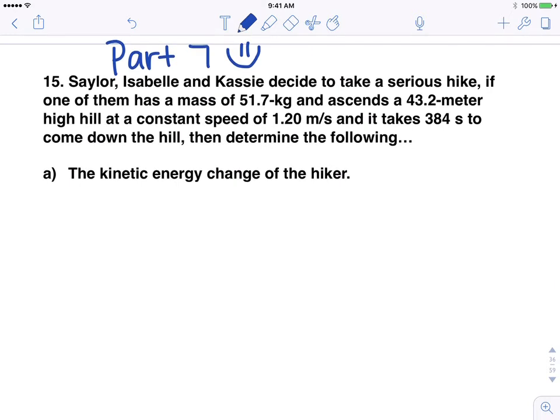We're starting off with number 15, and the question reads, Sailor, Isabel, and Cassie decide to take a serious hike. If one of them has a mass of 51.7 kilograms, and here we have our first value, right? That's our mass. And ascends a 43.2 meter high hill. Here we have height. At a constant speed of 1.20 meters per second. That's our velocity. And it takes 384 seconds to come down the hill. Then determine the following. That was our time.